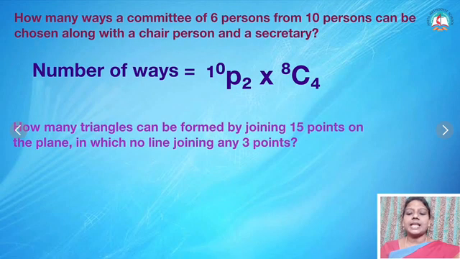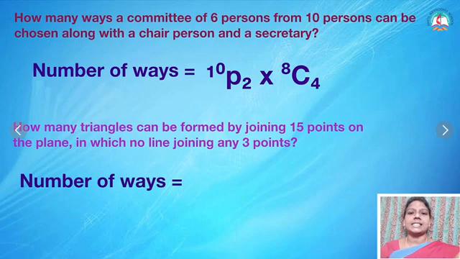How many triangles can be formed by joining 15 points on the plane in which no line joins any 3 points? So for a triangle, how many points do we need? Yes, we need 3 points. That means how many points are available? 15 points are available. There is no restriction. We have to form a triangle. So that means it needs 3 points. Therefore, number of ways is equal to 15C3.